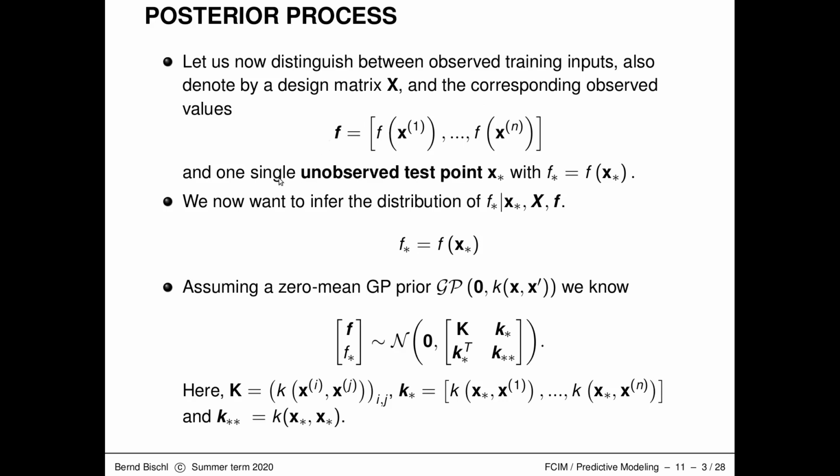And now let's assume that we are given, or interested in, one unobserved test point x star. With unobserved I mean we do know the location of x star, but what we don't know is how the outcome looks like at x star. We'll denote this unknown outcome with an f star, and we are now interested in inferring the distribution of f star given our location x star and given all of our labeled training data.